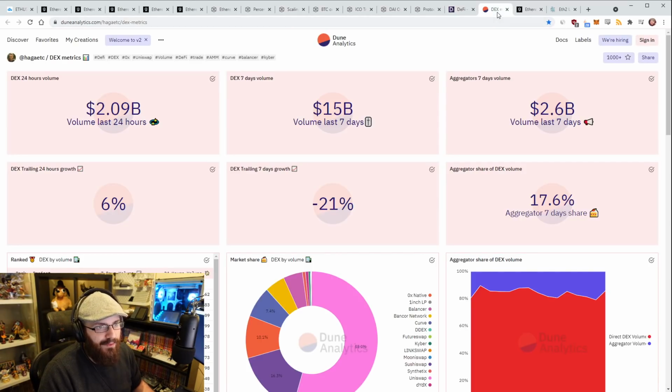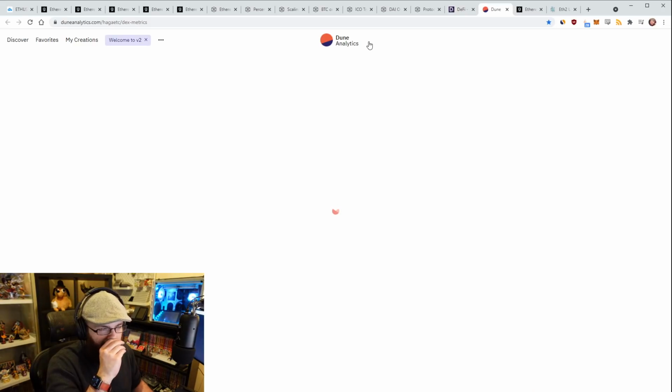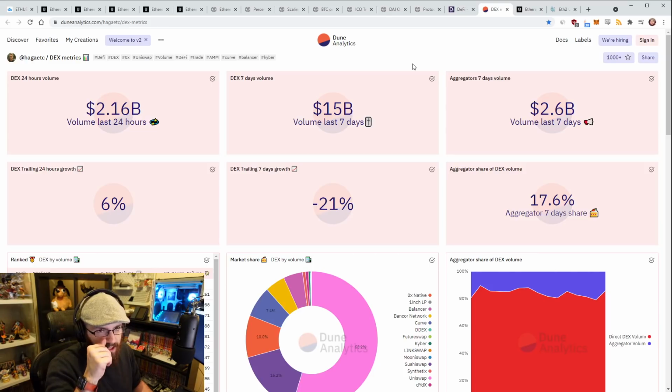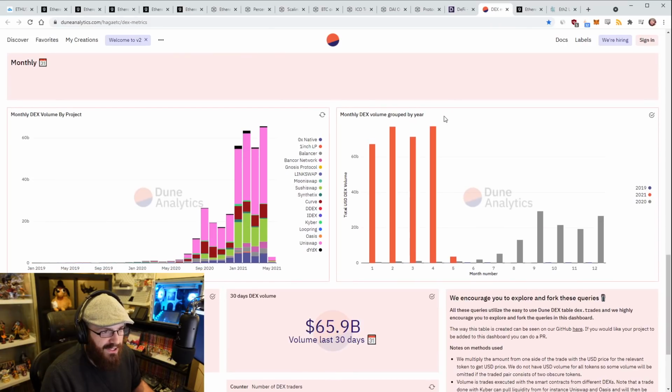And again, sticking with the DeFi theme here, we can go to the DEX metrics, which I'm just going to give a quick refresh to make sure I've got the most up-to-date data here. So this is my favorite decentralized exchange tracking dashboard on Dune Analytics. Volume over the last 24 hours and 7 days probably isn't very relevant here, but basically 2.1 billion over the last 24 hours and 15 billion over the last 7 days. What I do like to look at is basically down here, the monthly DEX volume grouped by year. Now, April was almost a record month, I think. I think it was just a record month, beating out February by just a little bit here.